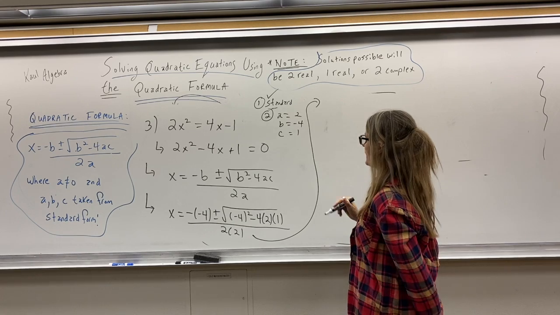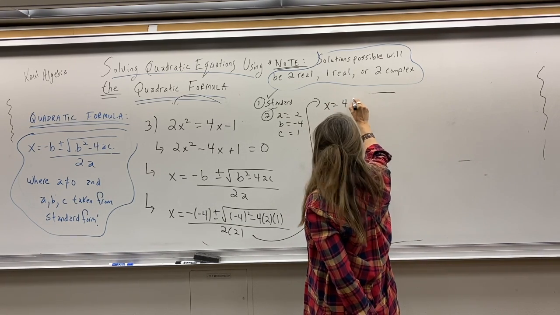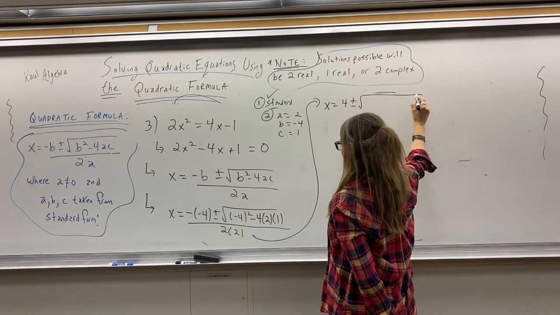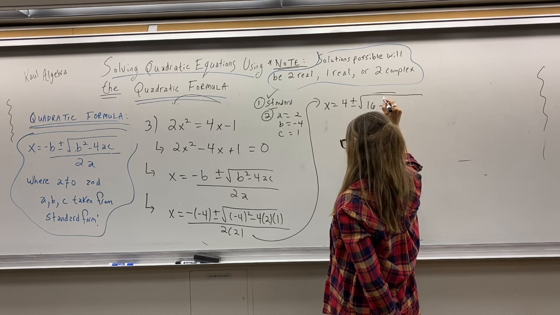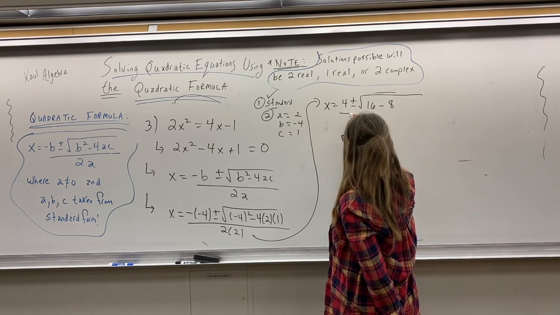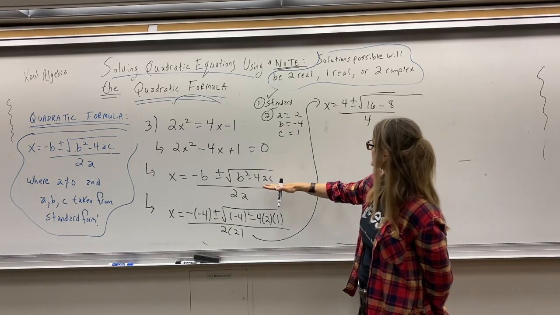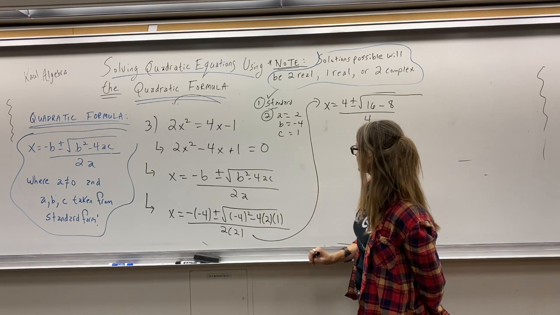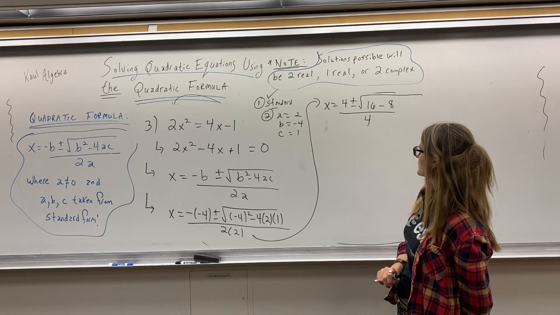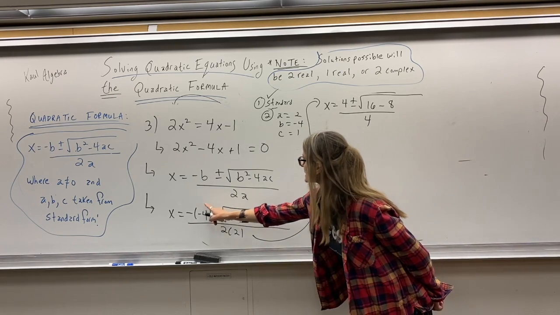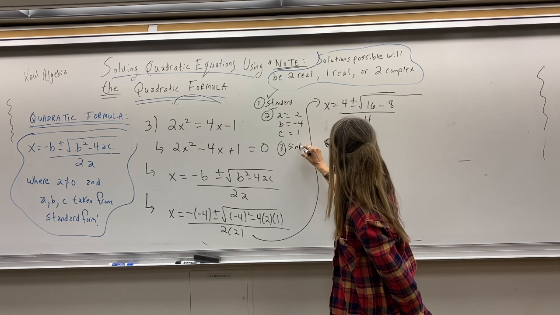Okay. Next step is x equals 4 plus or minus the square root of 16 minus 8, all over 4. So I'm just double checking, making sure everything looks good for substitutions, and it does. Okay. Now we want to simplify, so that's our third step that I've already started on.